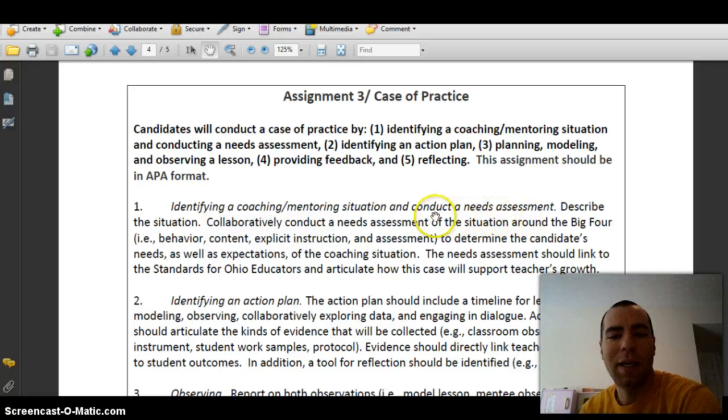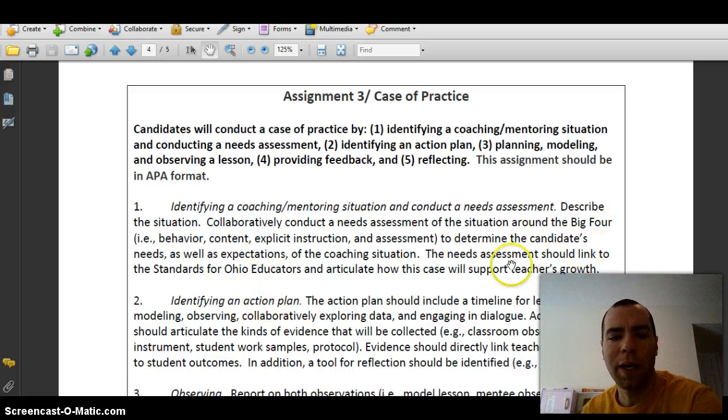The next is conducting the needs assessment, which basically all that means is trying to explain what it is that they need. There's not a formal way to do this. There's not a specific way that you need to be doing this, but basically it is just trying to identify what it is that that person needs. And that can be through a conversation with them. It could be something that you've noticed. So just explaining that part of it.